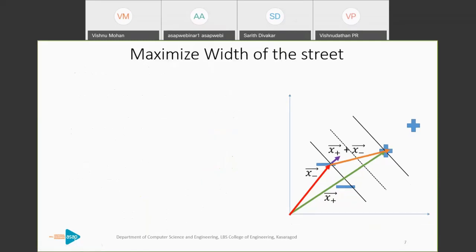What is our aim? We have to find the maximum width of the street. We have to maximize this width. So that is the aim of today's presentation. We have to maximize width of the street.